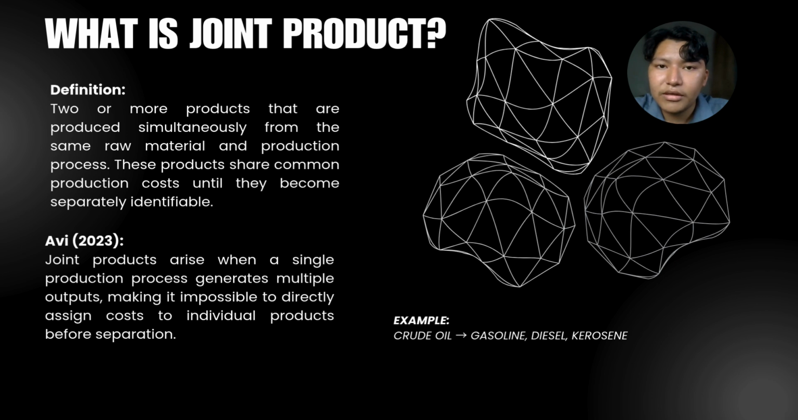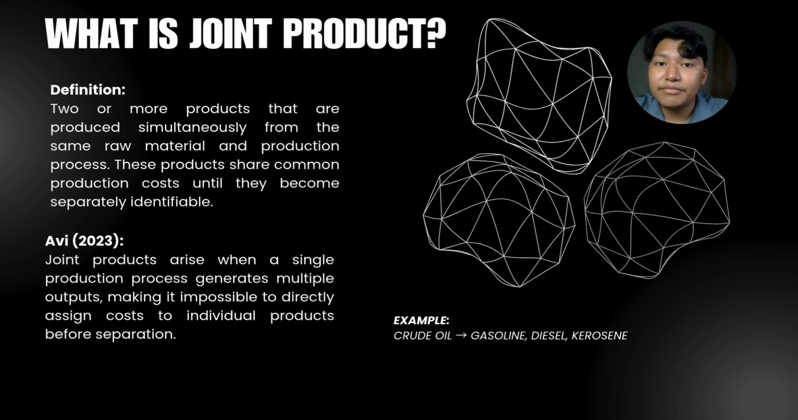According to Alvi in 2023, joint products arise when a single production process produces multiple outputs.